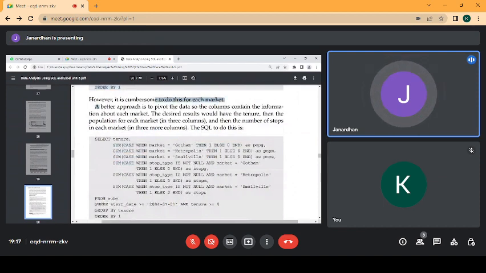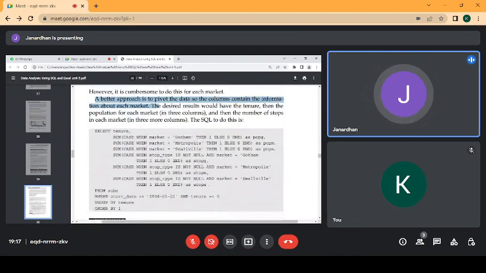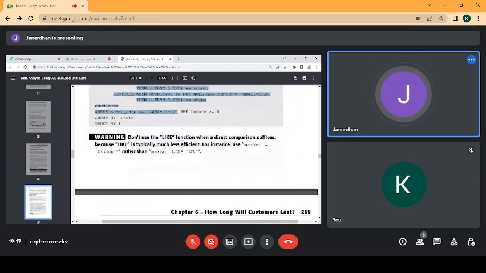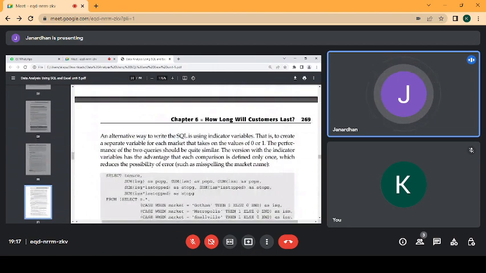A better approach is to pivot the data so that columns contain the information about each market. Here, select the tenure, sum(case when market equals Gotham then 1 else 0 end) as popg, sum(case when market equals Metropolis then 1 else 0 end) as popm. These are the sum cases, and you can write the others like that.